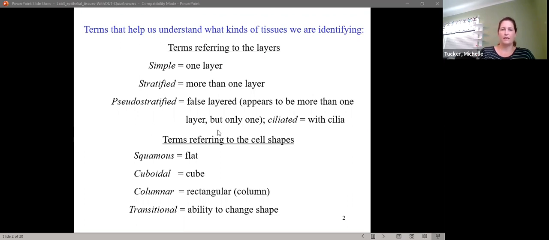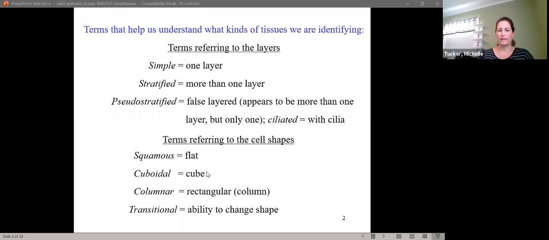Okay. So the way we name a tissue, we start with the number of layers. We say simple something or stratified something. And then the second term comes from the shape of the cell. If it is kind of this irregularly flattened shape cell, we call it squamous. So as I mentioned, our first specimen is simple squamous epithelial tissue. Then our second one is going to be simple cuboidal epithelial tissue.